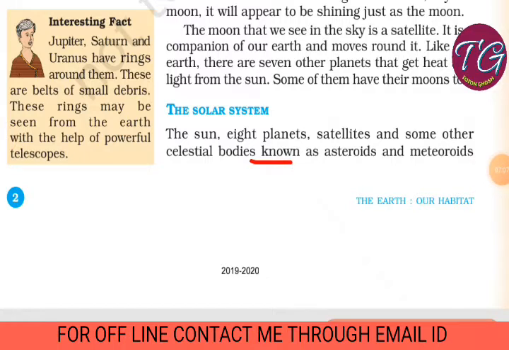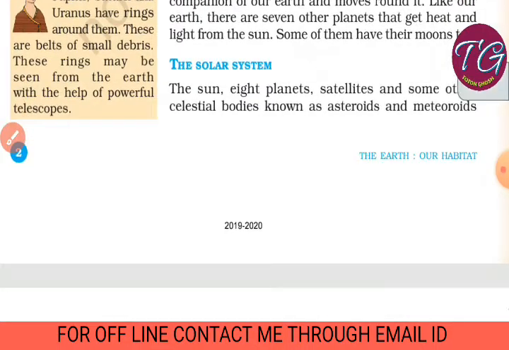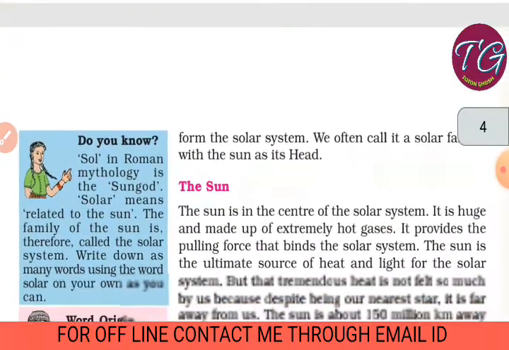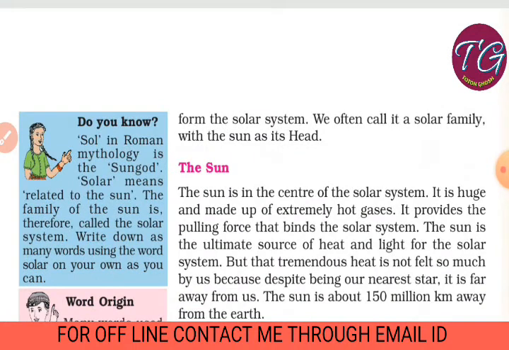Now, what is the solar system? Let's try to understand what the solar system is. The sun, 8 planets, satellites, and some other celestial bodies known as asteroids and meteoroids form the solar system. We often call it a solar family with the sun as its head.